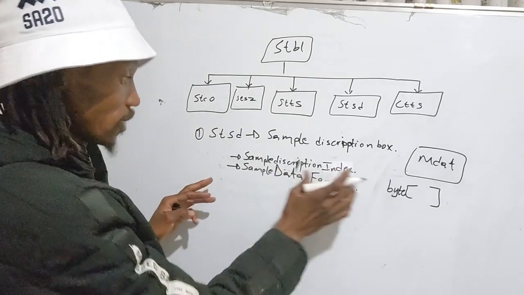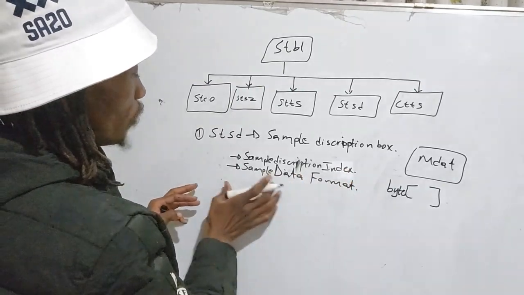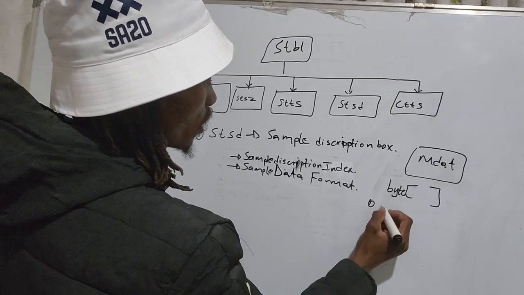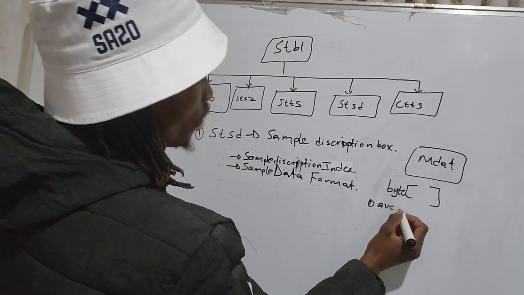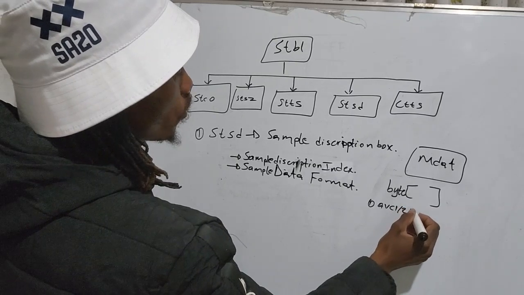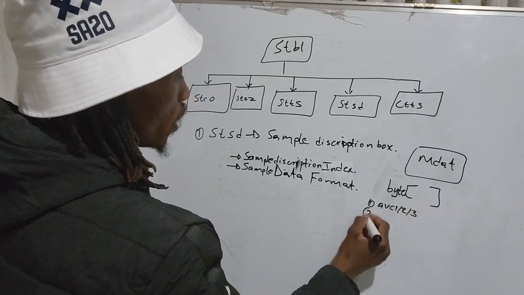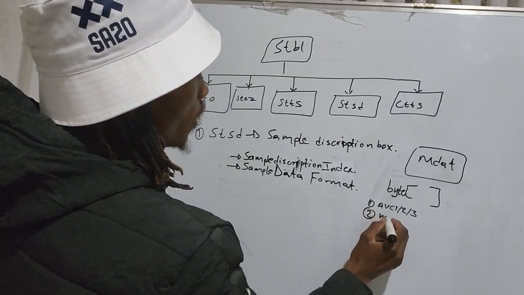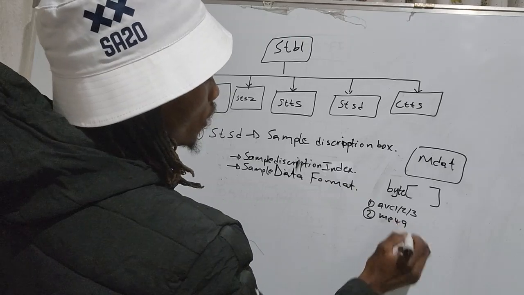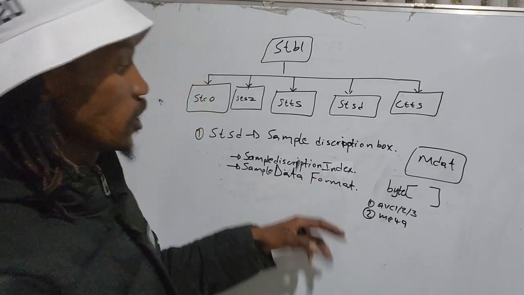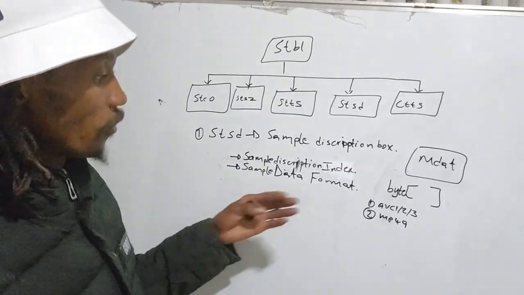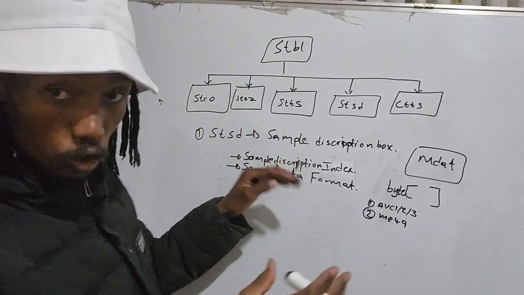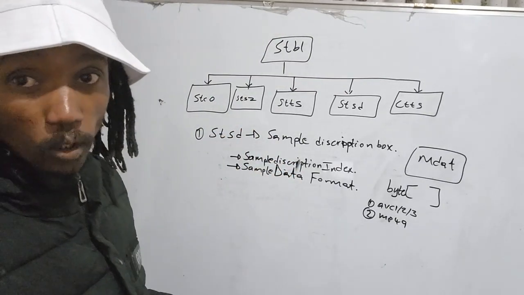But here you are able to get these sample descriptions. You are able to get the sample data format, which would be something like AVC, AVC1 or 2 or 3, depending on the version. You can also get things like MP4A. You get information such as this. It's basically the names of the codecs that were used to encode the samples that you would be looking at. Does that make sense?